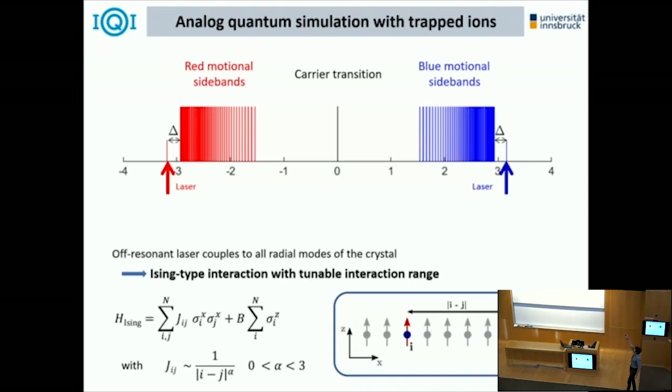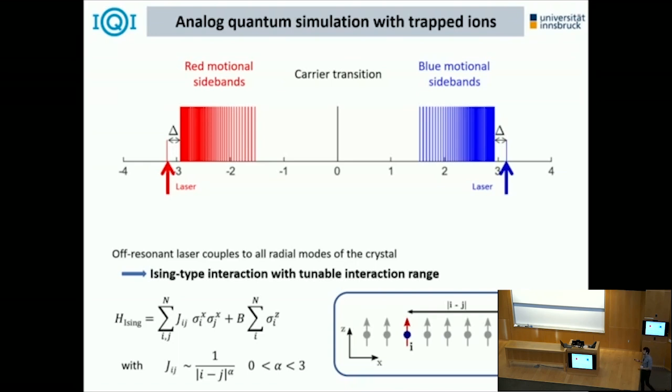And what is really nice in our platform is that we can control these parameters by just setting these laser parameters. So for instance, the J_ij usually follows a power law interaction, and by changing, for instance, the detuning of these laser beams with respect to the modes, we can make it very long range if we go close to the modes, and very short range if we go far away from the modes and talk to all modes, basically. And also this B field can be tuned, and we can go to different regimes.